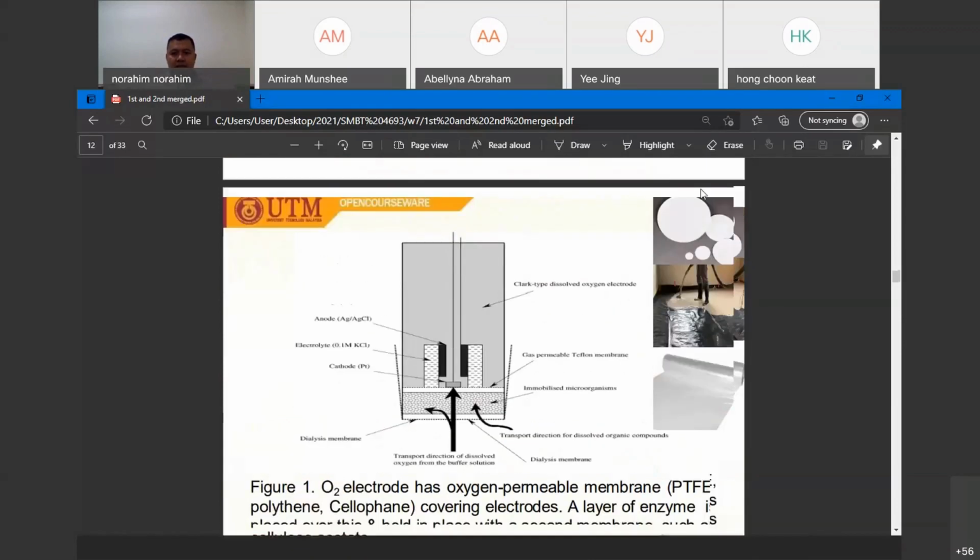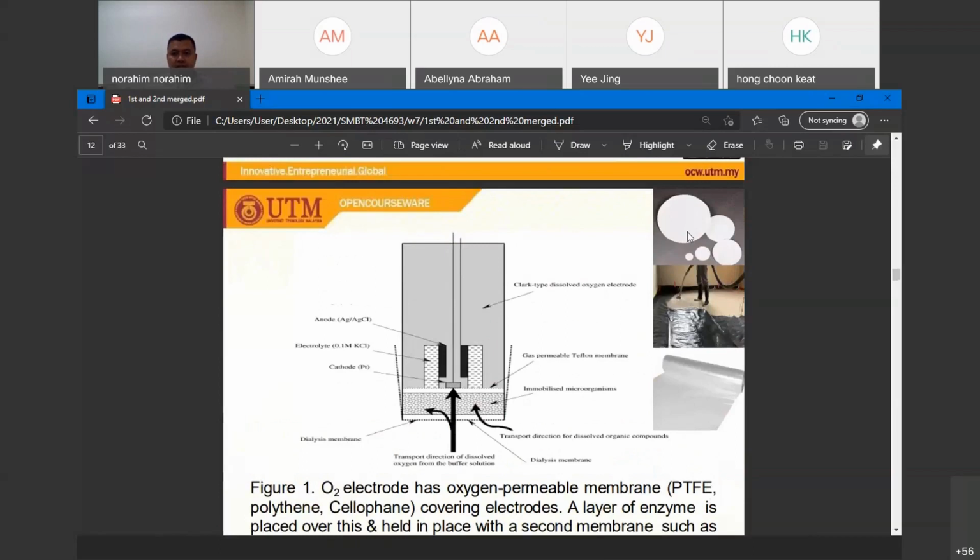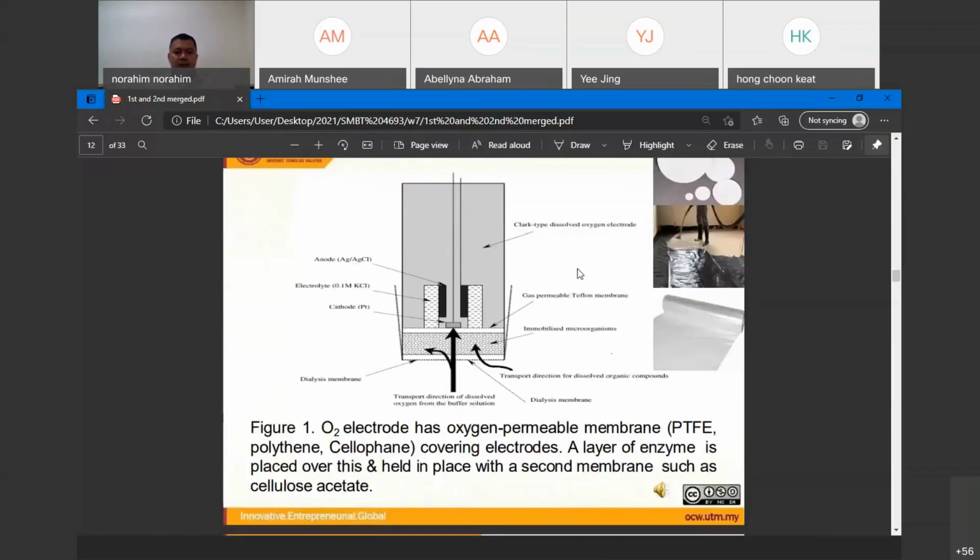Here, the first one is PTFE, polytetrafluoroethylene, if I'm not mistaken. And then polythene, the second one here. Polythene is normally used as a waterproof material, usually in buildings, where you don't want any humidity, so you put this membrane to prevent mould. Then we have cellophane, the third one here, like the cellophane tape you use.